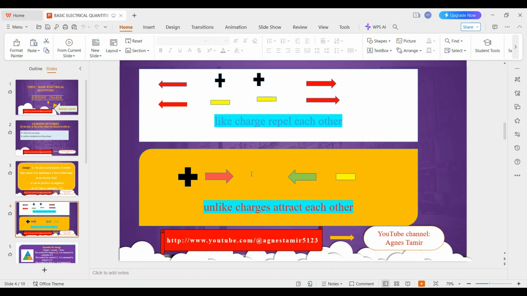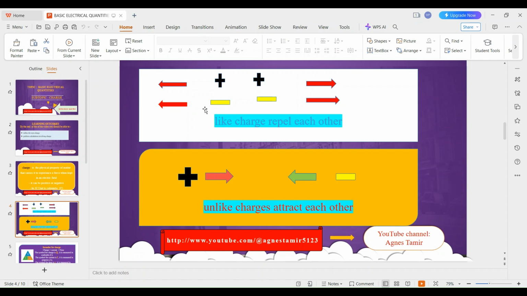Now, on the other side, we know that unlike charges attract. So we have a positive charge and a negative charge. These two charges are unlike charges. Therefore, we expect them to attract each other, and as you can see through the directions, there is a force of attraction between these two charges. Remember, you can pause the video and note down the notes as we continue.